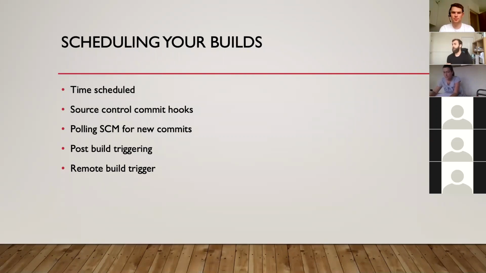Source control commit hooks. You may have commit triggers in your Git repository where you're saying, I want to run this with these tags, and it can then go and proliferate your build with the information that you've provided to it, and then trigger a build with those kind of environment variables which you may have set in a commit message.